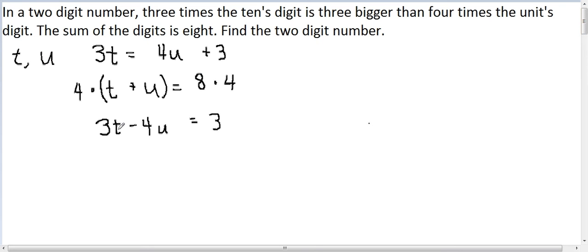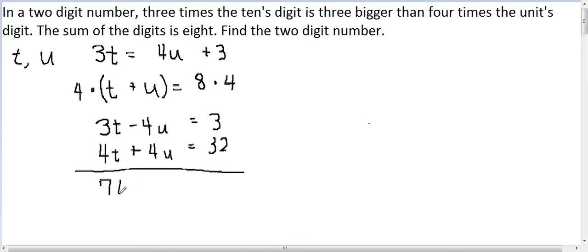Then we use the distributive property, and that gives us 4t plus 4u is equal to 8 times 4 is 32. Now we add these two equations together. 3t plus 4t is 7t, and minus 4u plus 4u is 0. 3 plus 32 is equal to 35.